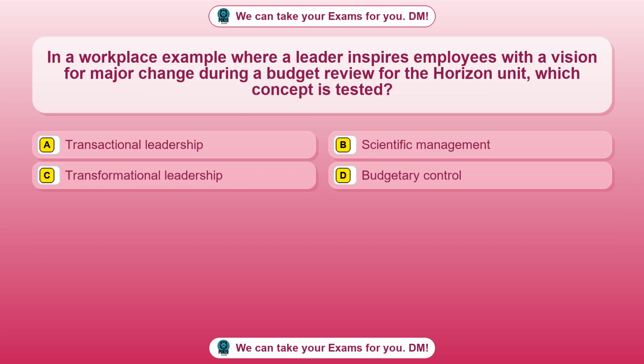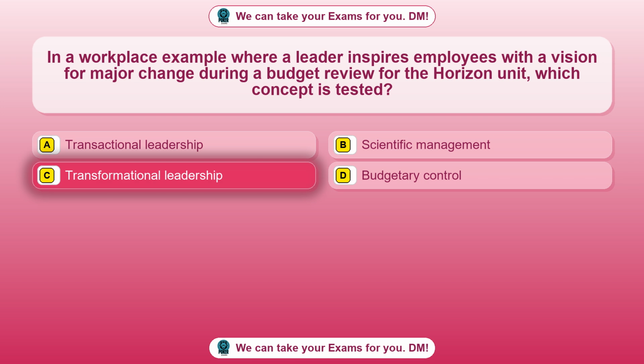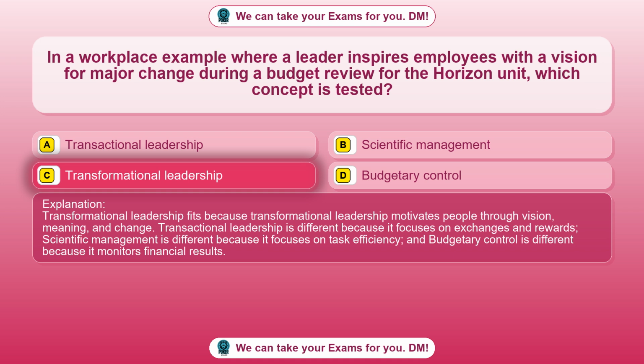Question 81. In a workplace example where a leader inspires employees with a vision for major change during a budget review for the Horizon unit, which concept is tested? Option A, transactional leadership. Option B, scientific management. Option C, transformational leadership. Option D, budgetary control. The correct answer is option C, transformational leadership. Transformational leadership fits because transformational leadership motivates people through vision, meaning, and change. Transactional leadership is different because it focuses on exchanges and rewards. Scientific management is different because it focuses on task efficiency, and budgetary control is different because it monitors financial results.